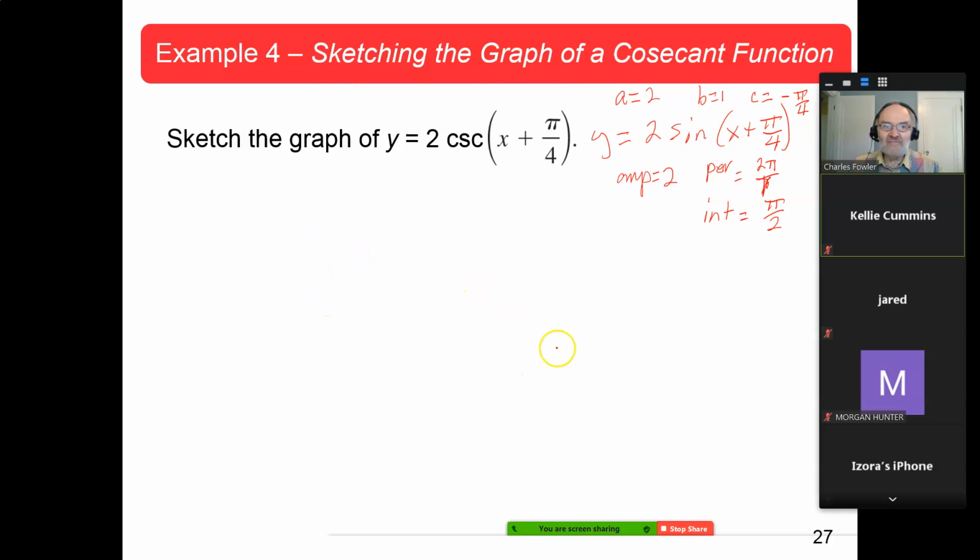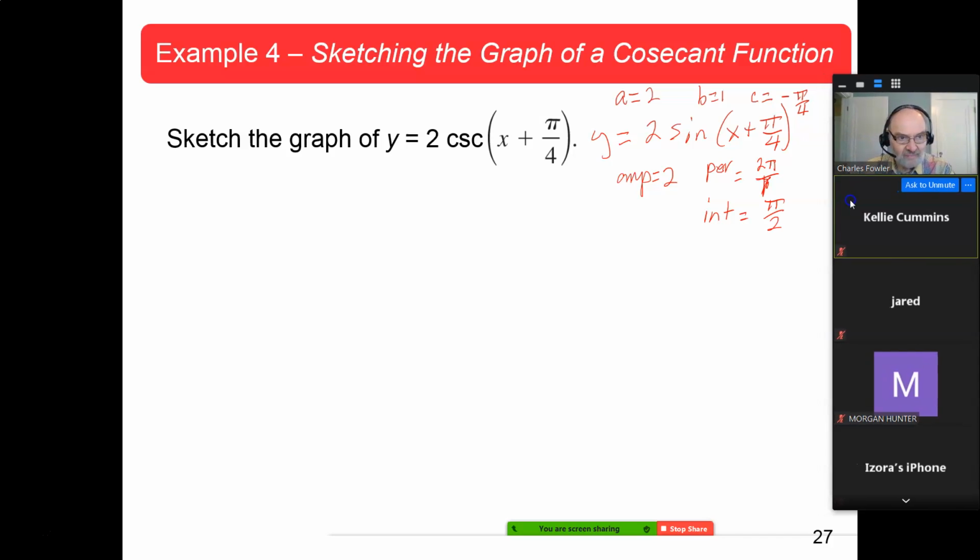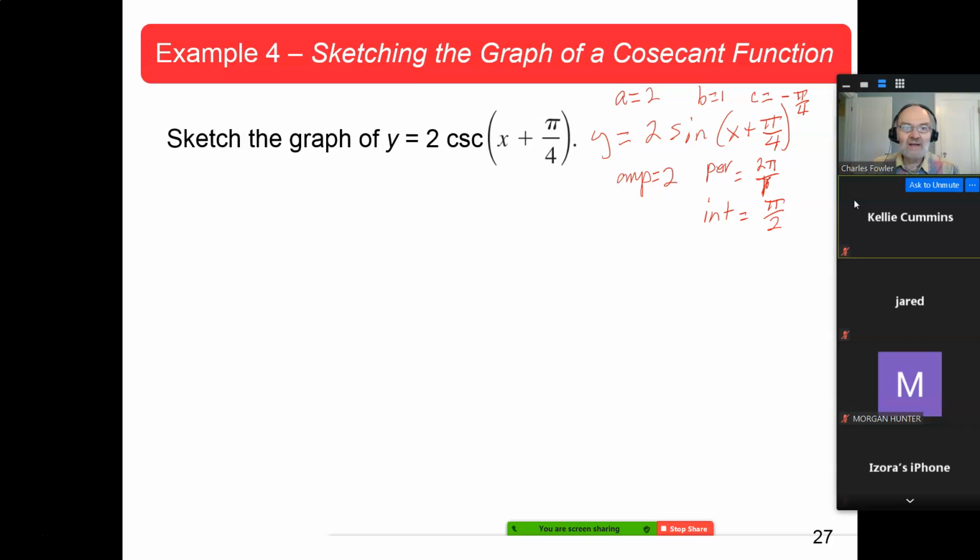Okay, now even though the interval is pi halves, we need to draw our graph in, I've got to move y'all over. Kelly, you're in the way. I'm going to scoot you to the right some. Okay, there we go. We're going to need to do quarter pies, not half pies, because you have to account for your phase shift as well.